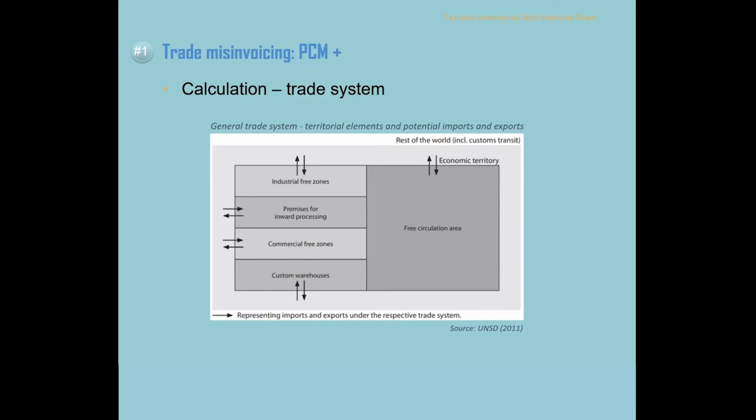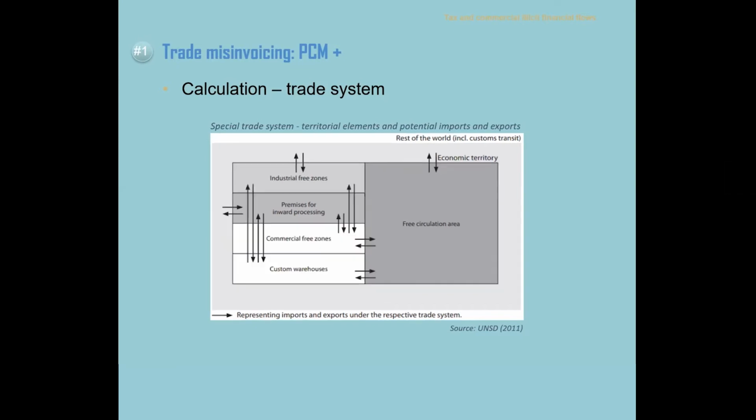So everything, and when I say everything, I mean all the goods, also services if possible, entering or leaving any of those areas is treated as imports and exports. So if anything comes from outside our economic territory into either the free circulation area or customs warehouses or commercial free zones and so on, it is treated as imports. And anything that is leaving those five areas within the economic territory to the rest of the world is considered as exports.